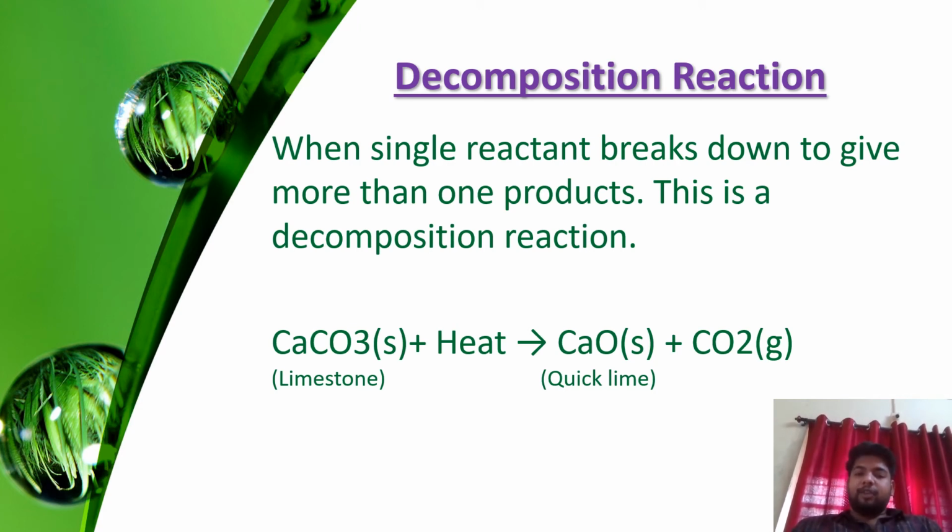Sometimes you can see in brackets CaCO3 (s), CaO (s), CO2 (g). So s, s, g are the physical states of the reactant and the products. CaCO3 is in solid form, CaO is in solid form, but CO2 is in gaseous form.